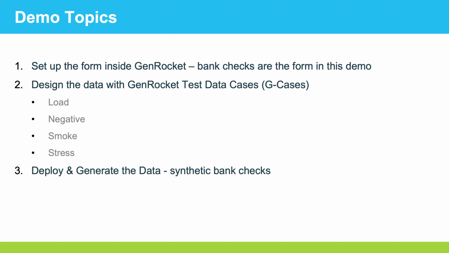But in this example, we're going to be showing synthetic bank checks. And we're going to show how you can design the data using GenRocket test data cases. We shorten that to G for GenRocket, G cases, and how you can build load and negative and smoke and stress, all the different data necessary for your particular requirement, and then show how you can deploy and generate that data in this demo. Here we go. We're going to hand it over to Heisel Taylor showing you the demo.